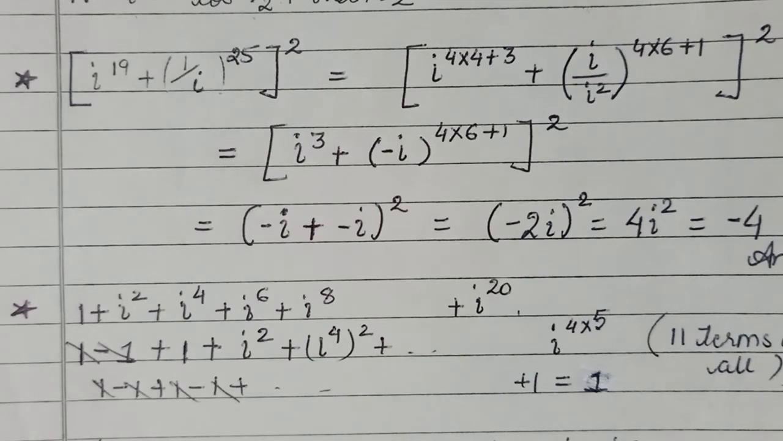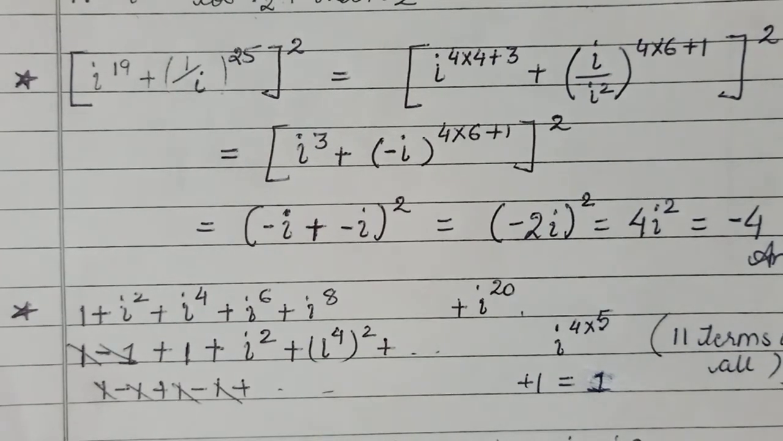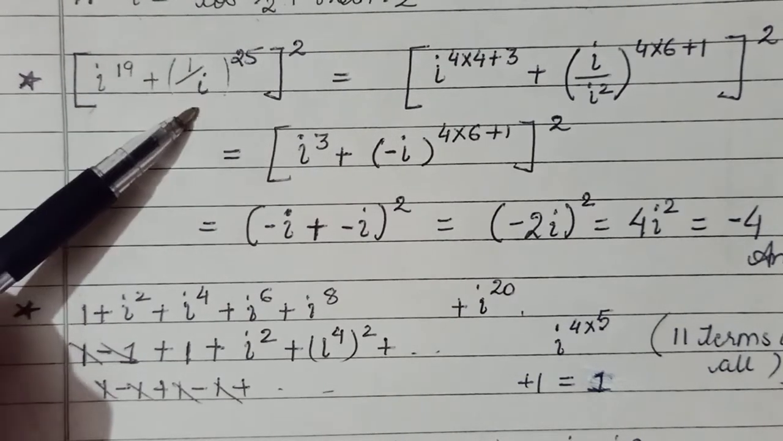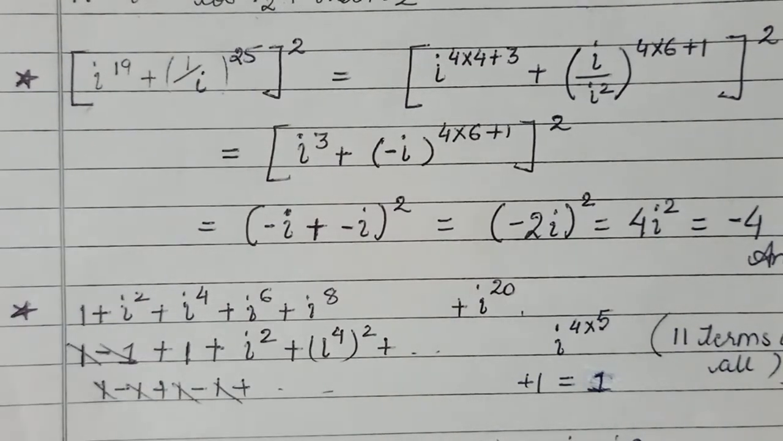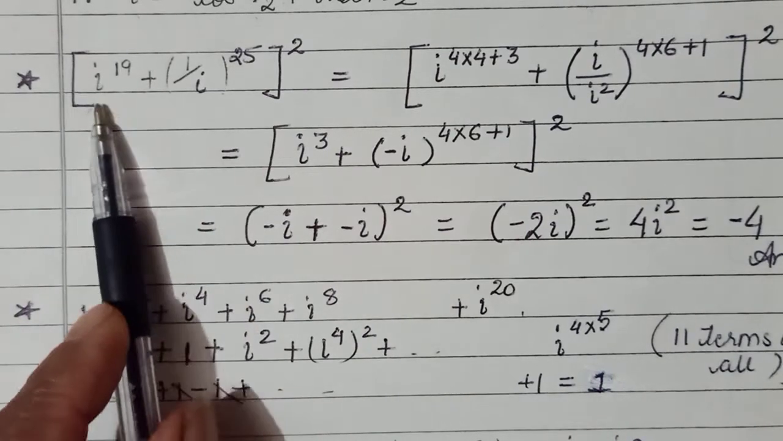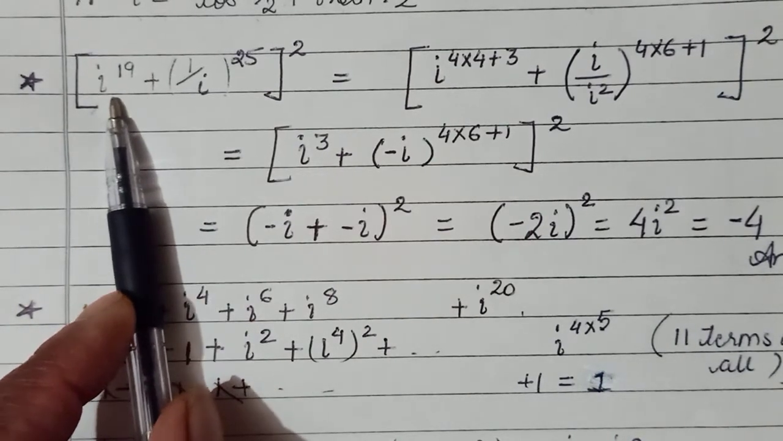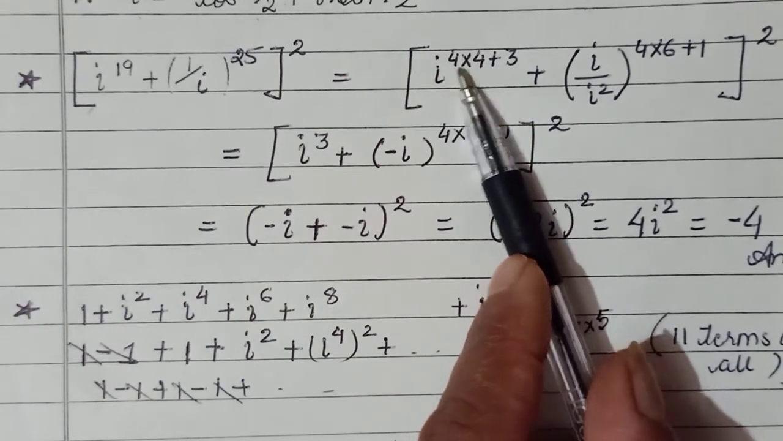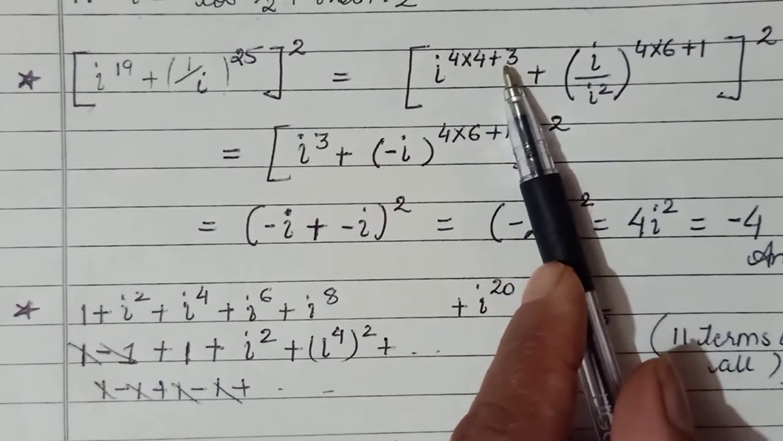Okay, there were certain problems put up by children, so I'm simplifying them here. This was (i to the power of 19 plus 1 upon i to the power of 25) whole squared, which we have to evaluate. As we told you, if you get higher powers of iota, you write them as multiples of 4. So we will break this 19 as 4 fours are 16 plus 3, 17, 18, 19.